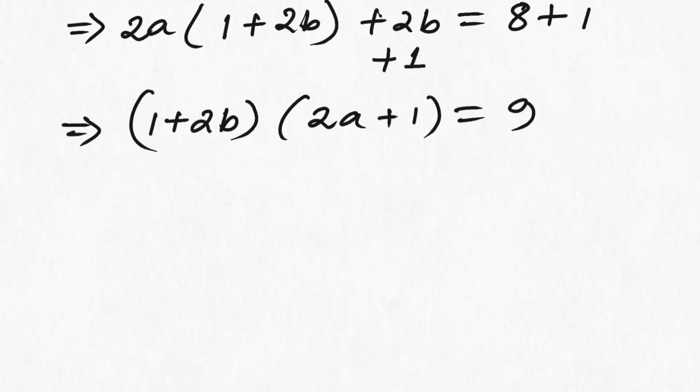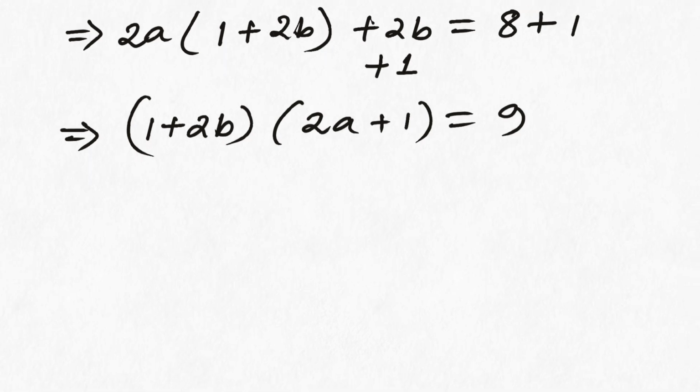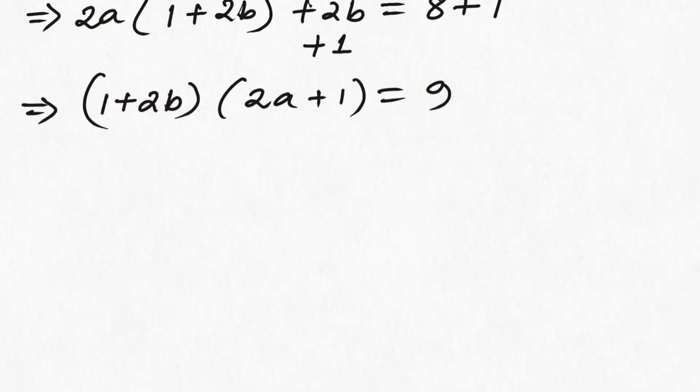Since the problem tells us that a and b are integers, the expressions 1 plus 2b and 2a plus 1 must also evaluate to integers. This means we're looking for integer pairs that multiply together to give us 9. Let's list all these possible factor combinations, assigning a case number to each one.